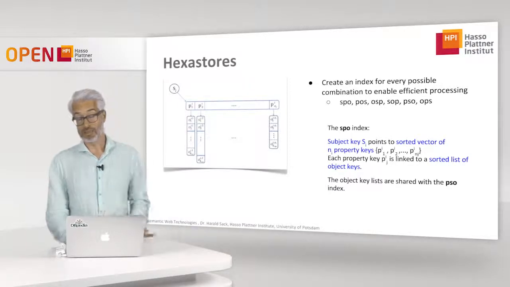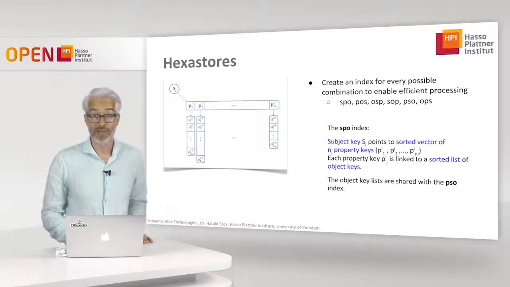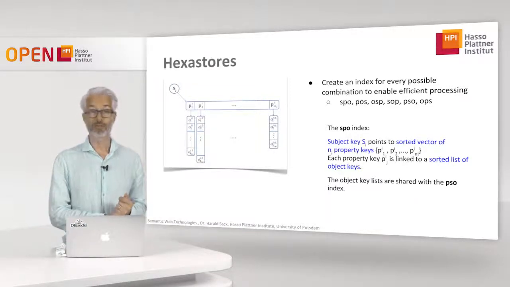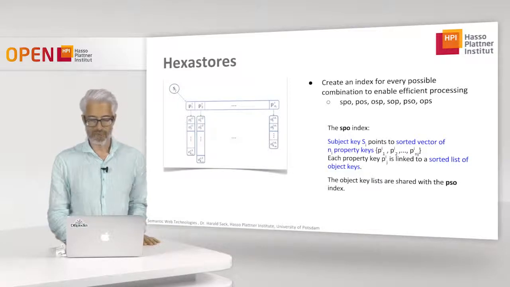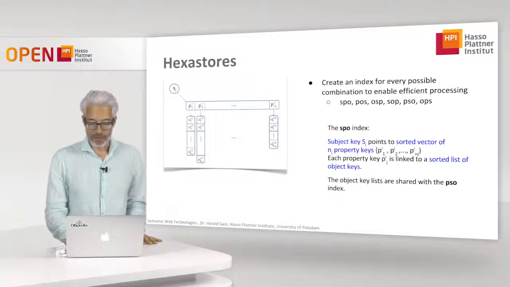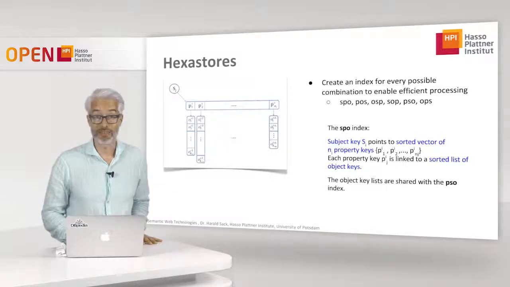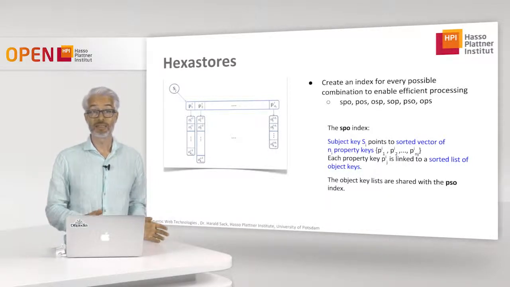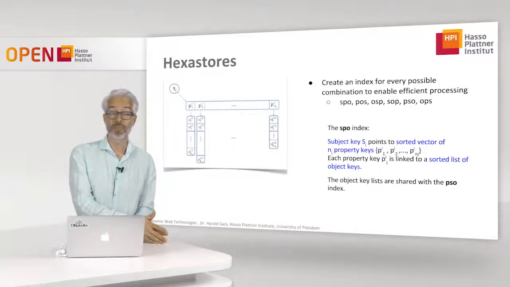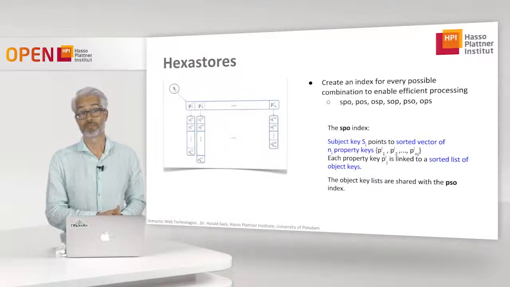The index is organized in the following way. Let's have a look at the SPO index. Here we have a key for the subject, S sub i, that points to a sorted vector of property keys. Here we have N sub i property keys organized as an ordered list. Each of these property keys is again linked to a sorted list of object keys. This guarantees rather fast access, as you first look for a specific subject, then for a specific predicate or property, and then for a specific object.